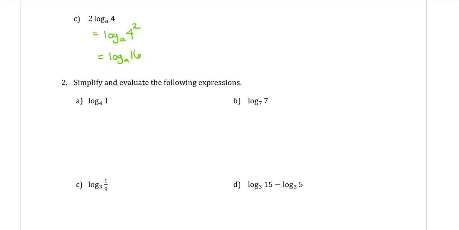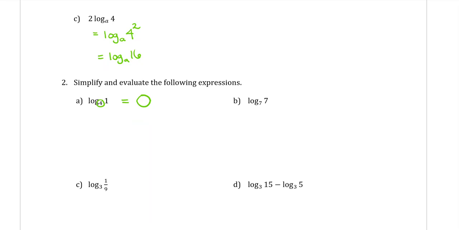Question 2. Simplify and evaluate the following expressions. A: log base 4 of 1. So some logarithms we can work out in our heads, others will need a little bit more working out. So in A, we're asking ourselves, 4 to the power of what gives 1? So we could write that as 4 to the power of something equals 1. What would that be? And the answer is it's 4 to the power of 0 that gives 1. So the answer to this logarithm is 0.